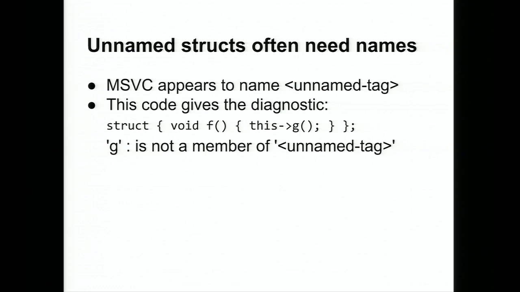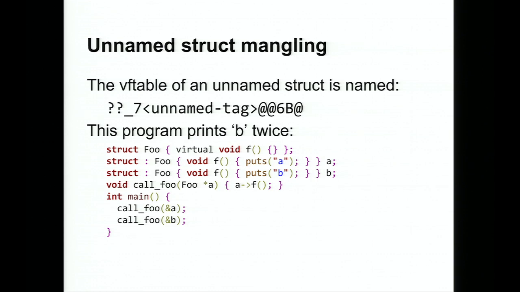Anyway, another area of corner case of the ABI is unnamed structs. I guess it sort of makes sense that things without names are kind of hard to work into your ABI, but they show up in places. So it appears that Microsoft, somewhere early on, gives the name "unnamed tag" to unnamed structs. And so if you write code like this, for example, where I have an unnamed struct with a method f, where I then try to access a member g, the compiler will tell me that g is not a member of unnamed tag. So that's really what it thinks of as the name of the struct. And this actually shows up in the ABI.